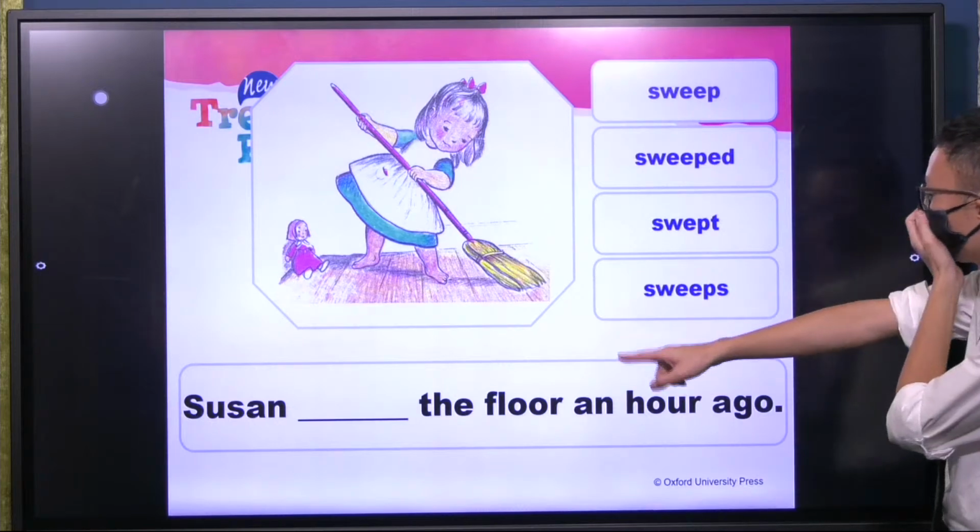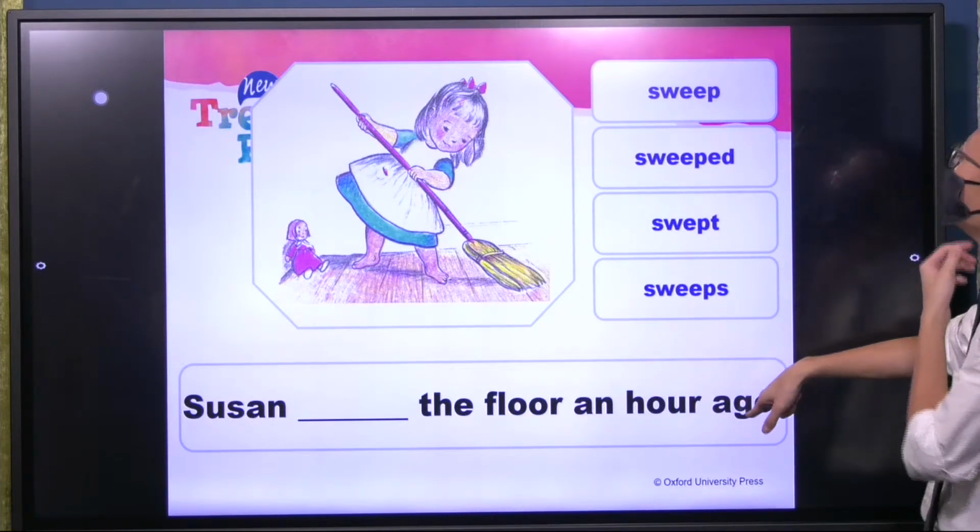For this one, Susan blank to 4 an hour ago. That means past tense.